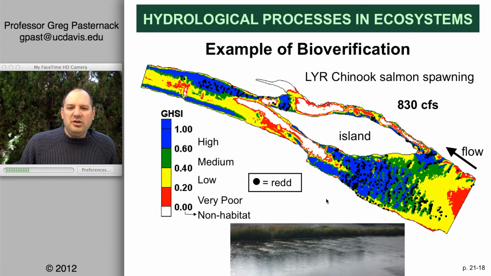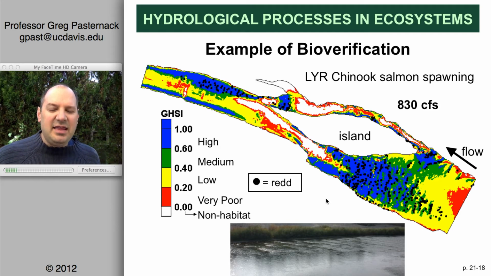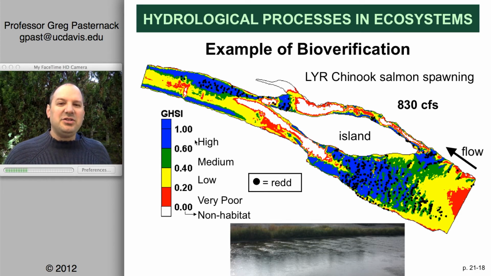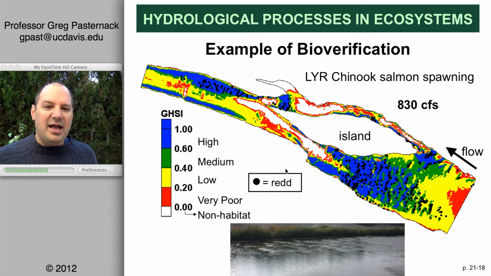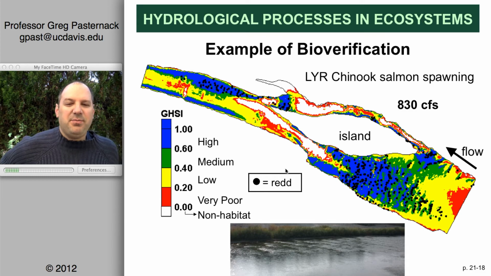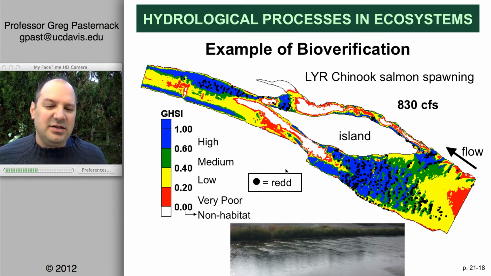So let me show you a specific example. This is a site that we mapped and modeled back in 2004, and the model then led to this spatial pattern of prediction illustrated by the colors. The black dots are the locations where we actually observed redds in the fall spawning season for Chinook salmon in 2004. And you can see that just visually, a large number of redds occur as patches in areas that are blue.